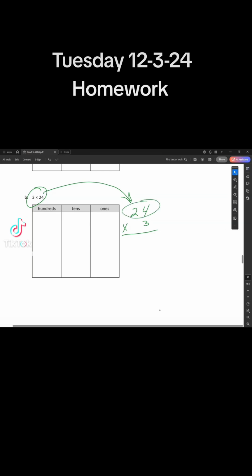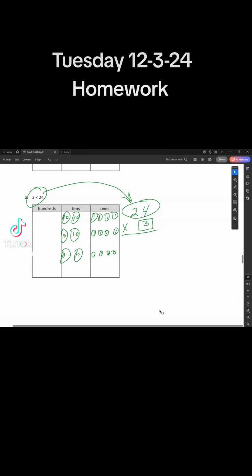So I need to make 24. And 10, 1, 1, 1, 1. 24. Okay? I need 3 of those. Now remember, if I'm going too fast, you can pause the video. You can rewind, whatever you need to do. I only go a little quick because I'm limited on time to post it. Okay? So, there we go, we drew it.